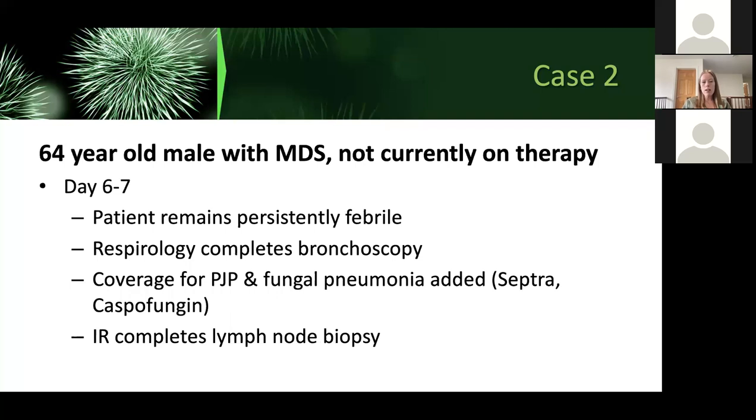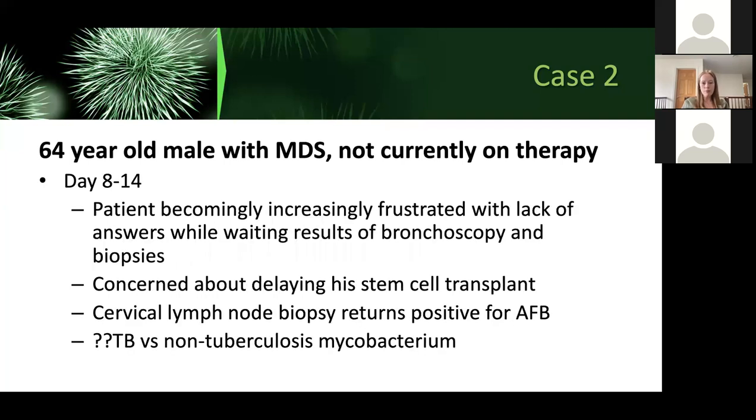So on day 6 and 7, he remained persistently febrile. Respirology did their bronchoscopy. And at that point, they recommended coverage for PJP pneumonia and fungal pneumonia. So we added Septra and caspofungin. So again, just to remind you, at this point, he's on meropenem, azithromycin, vancomycin, Septra, and caspofungin. So 5 different antimicrobials with quite broad coverage and still persistently febrile. And IR has completed his lymph node biopsy.